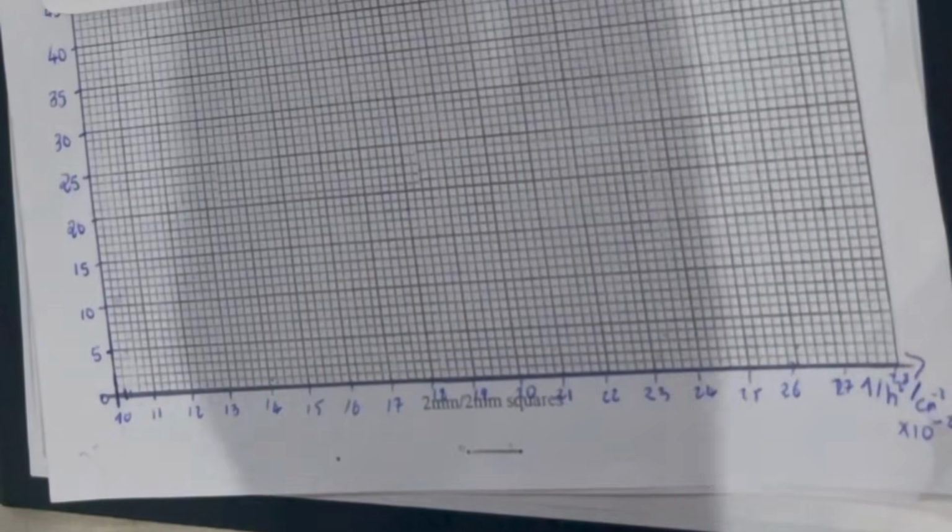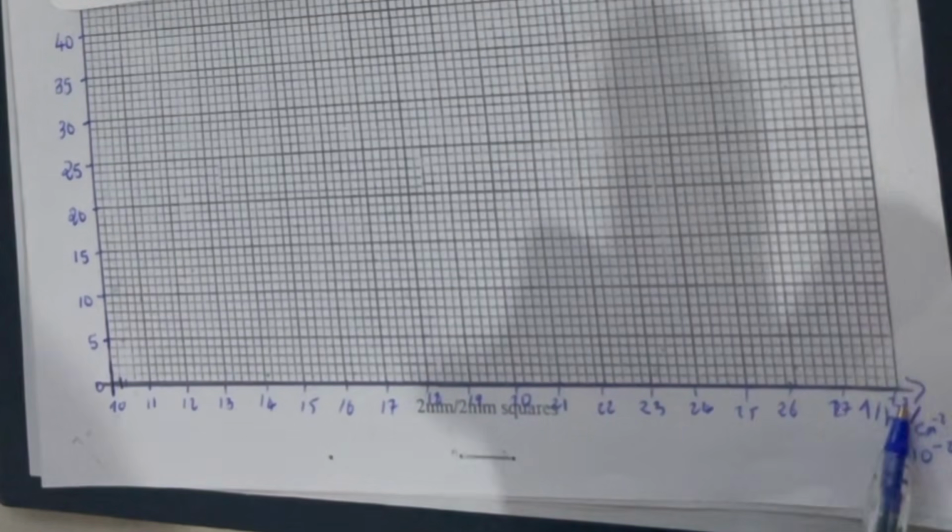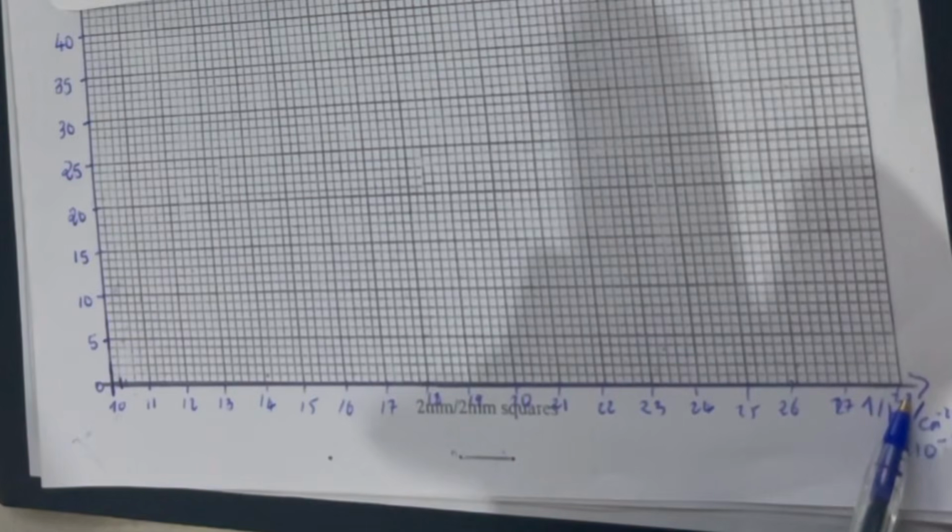Without wasting time, let us plot our points directly. The first point is 3, starting with the x-axis, 27.8. When you are plotting the point, you don't waste time. 27.8, you should not locate it exactly. 27.8 is near 28, so I will consider this line.